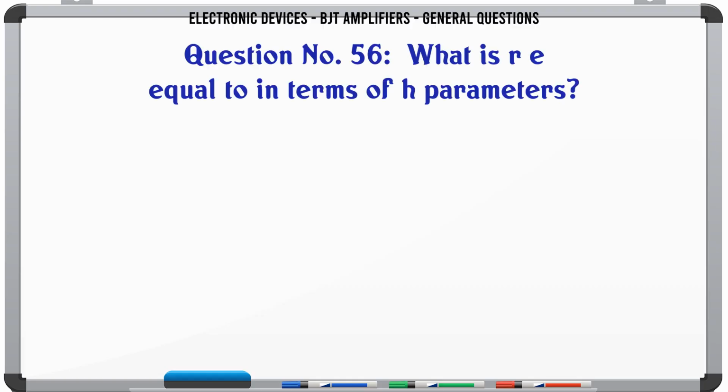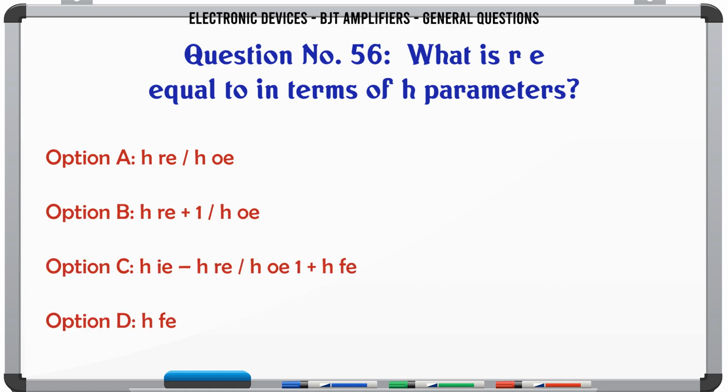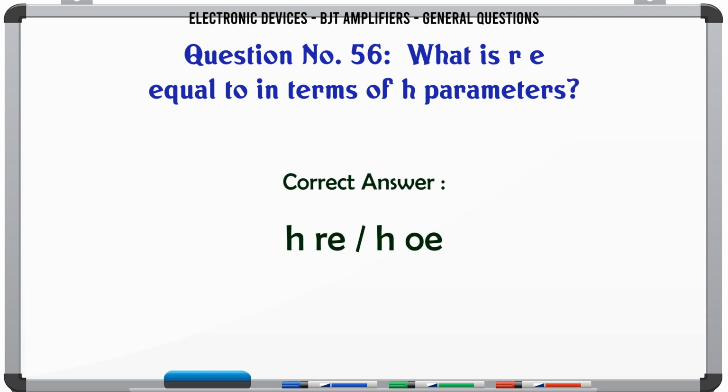What is Re equal to in terms of H parameters? A. Hre over HOE. B. Hre over 1 plus HOE. C. HIE minus Hre over HOE times 1 plus Hfe. D. Hfe. The correct answer is Hre over HOE.